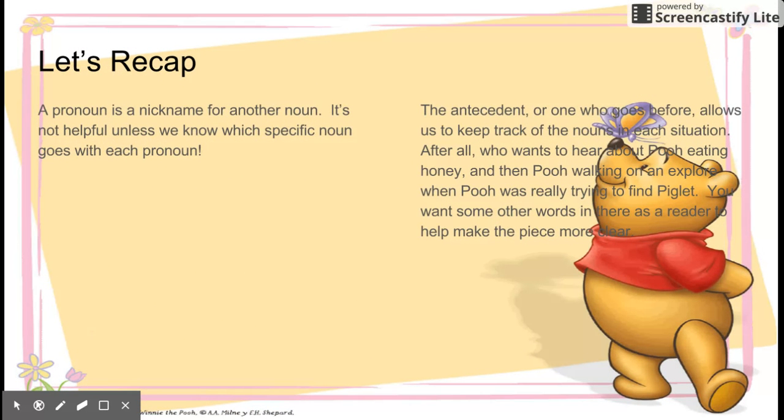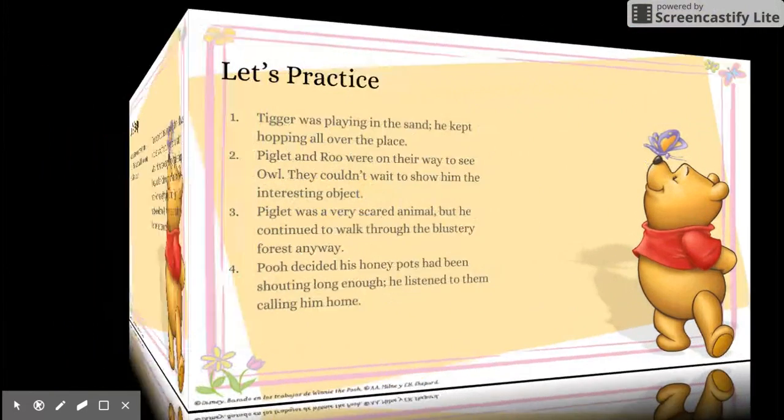So let's recap. A pronoun is a nickname for another noun. It's not helpful unless we know which specific noun goes with each pronoun. And the antecedent, or one who goes before, allows us to keep track of the nouns in each situation. After all, who wants to hear about Pooh eating honey, and then Pooh walking on an explorer, when Pooh was really trying to find Piglet? You want some other words in there as a reader to help make the piece more clear.